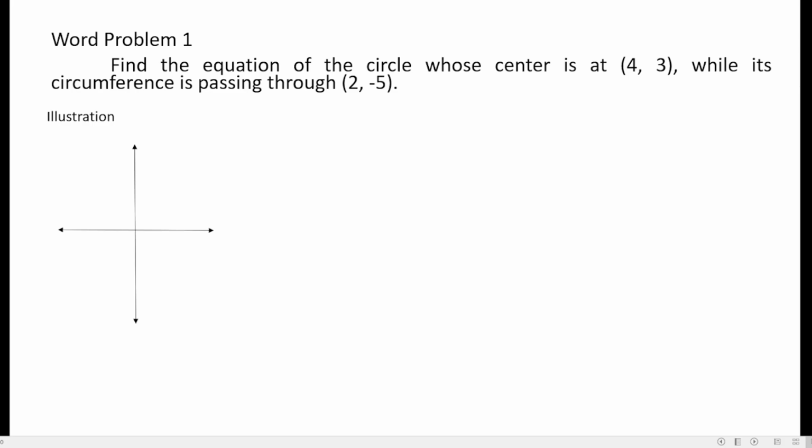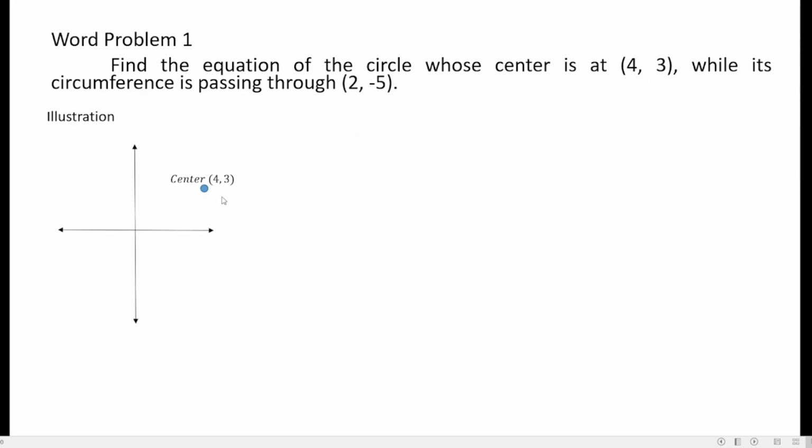Okay, so I'm just drawing here across. So we have the x-axis and the y-axis, the horizontal and the vertical. Of course, let's assume this point is (4, 3), which is the center. So why am I putting the point here? I'm putting the point here because (4, 3), as you know, is in quadrant 1.